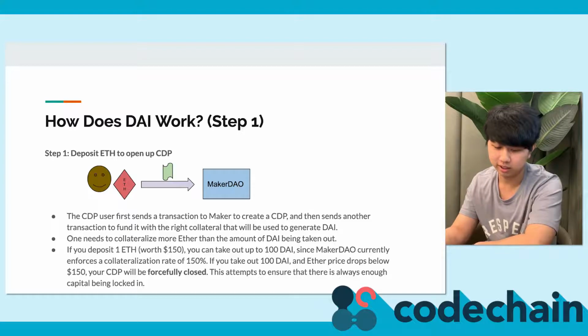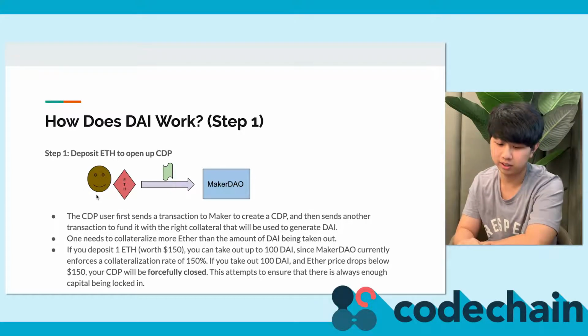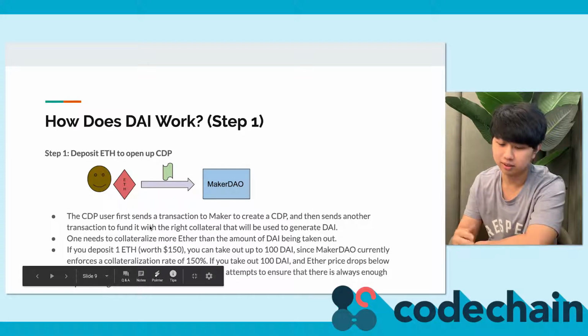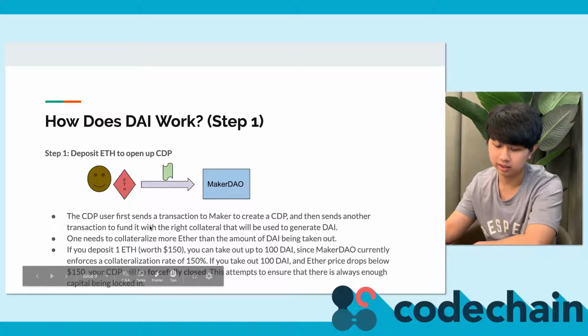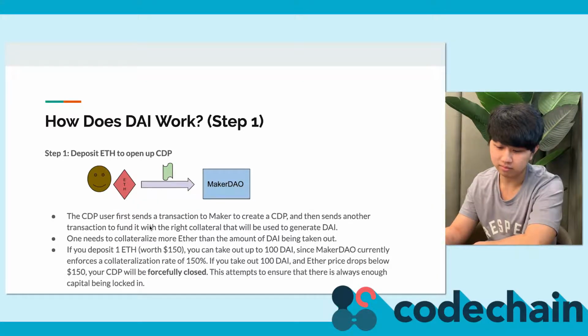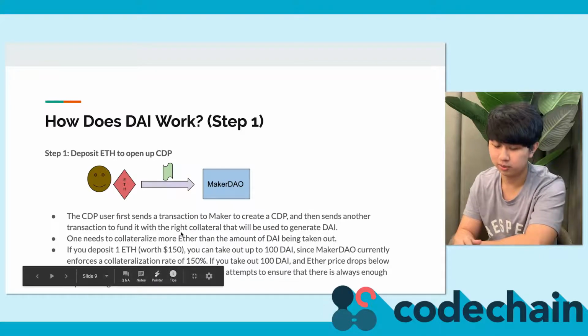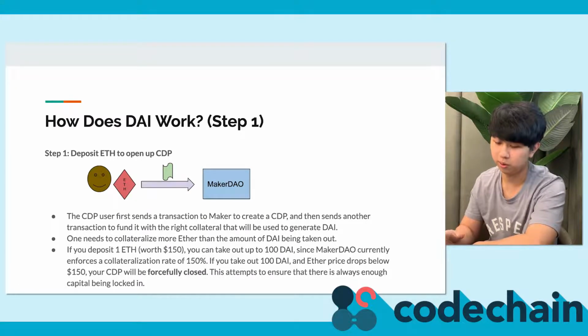So step one, let's say there's a user. They send a transaction to Maker and create a CDP. And then they send a transaction to fund it with the right amount of collateral that will be used to generate DAI. And here they say right collateral because in the future they plan on allowing users to use other things as collateral. But right now only Ether is accepted.